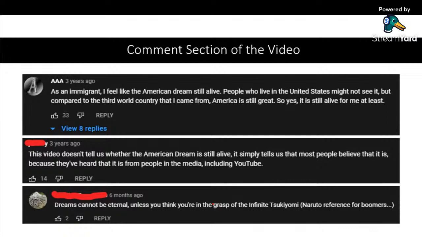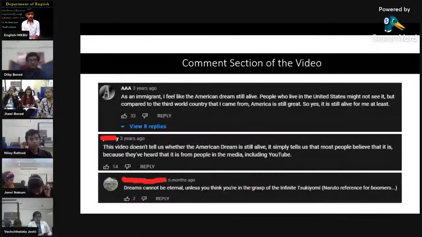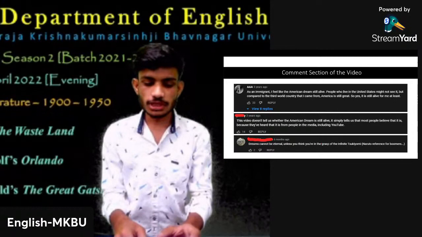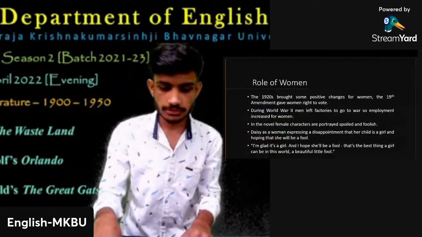And another one is saying that dreams cannot be eternal unless you think you are in the grasp of infinite Tsukuyomi. This is a reference from another Japanese show. Infinite Tsukuyomi is something like hypnotism, so everybody is under hypnotism. The American dream is like being under someone's hypnotism. So you think that there is a dream, but there is not. That is reality.